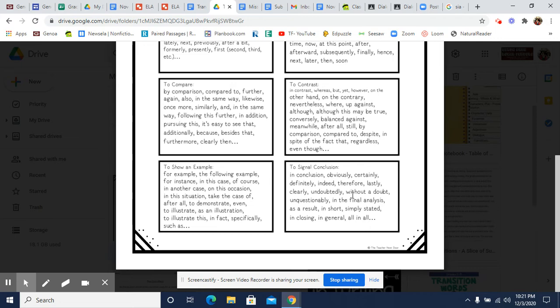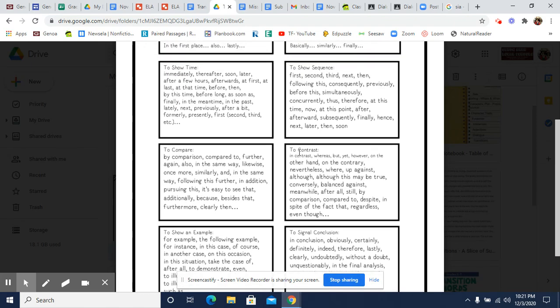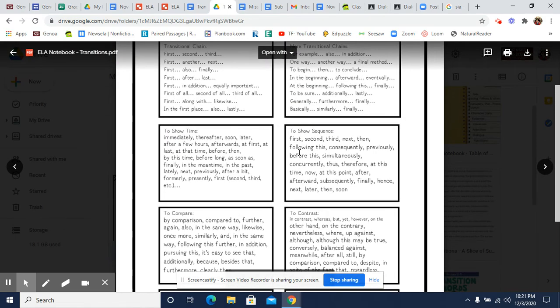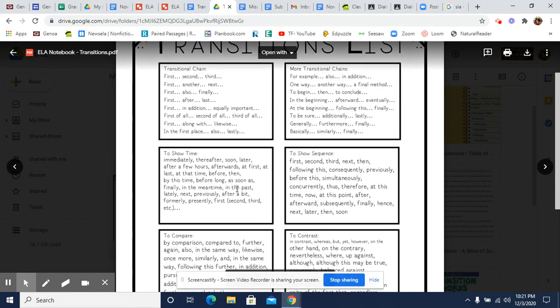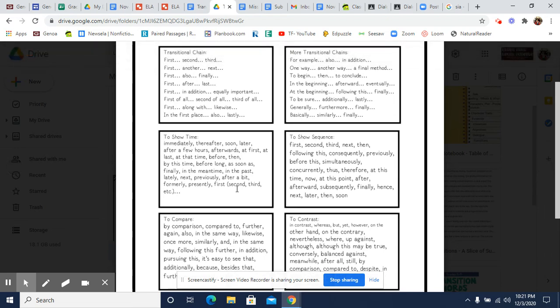What I want you to do is after you are done writing your story, read it and ask yourself, does it flow? Do you get from one event in your story to the next? If you don't, then look at these transitions to help you get from one event to the next. Now we're going to be talking about that next week.